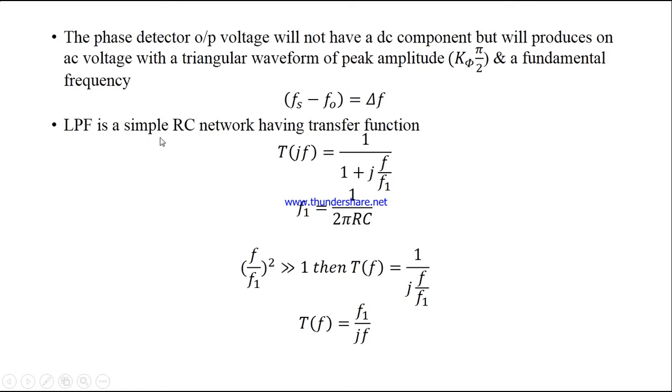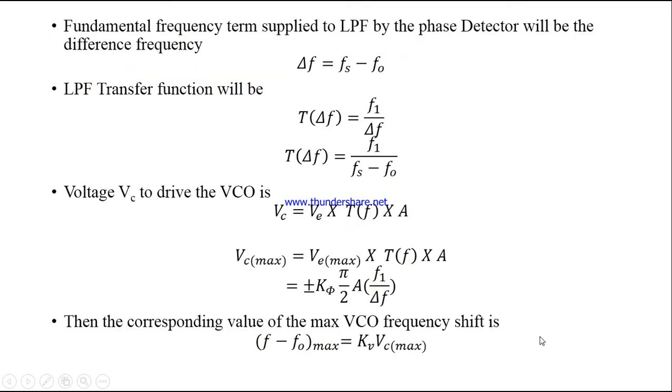The low pass filter is a simple RC network having the transfer function. By using the low pass filter we find the transfer function F of f, where f1 equal to 1 by 2 pi RC, and here (f by f1) squared is very much greater than 1. Therefore, F of f equal to f1 divided by j f. The fundamental frequency term supplied to the low pass filter by the phase detector will be the difference frequency, that is delta f equal to fs minus f naught, and after substituting the value we get this equation for the low pass filter transfer function.